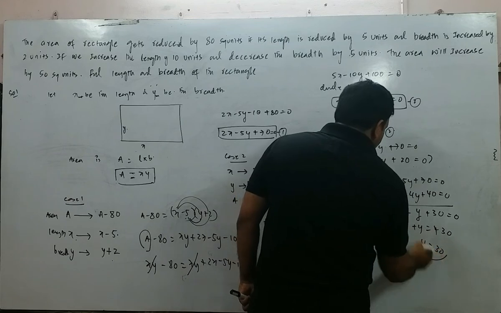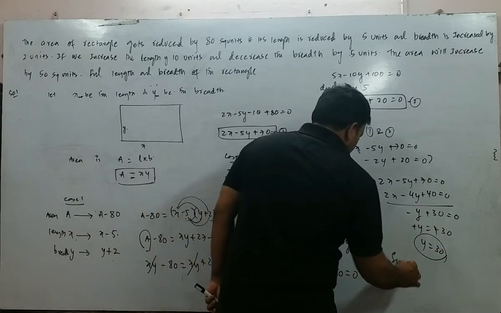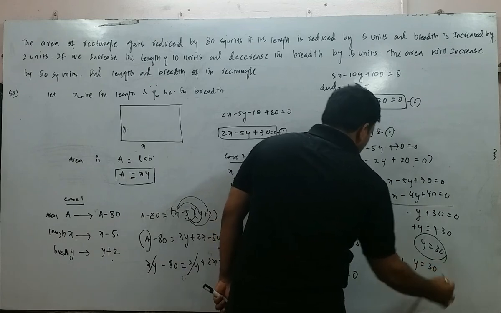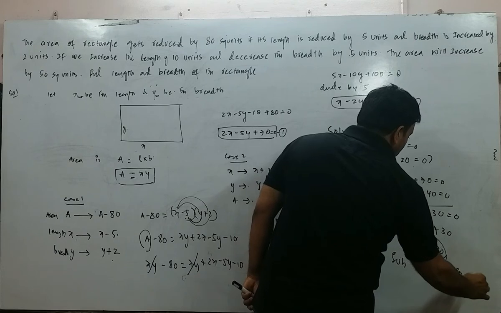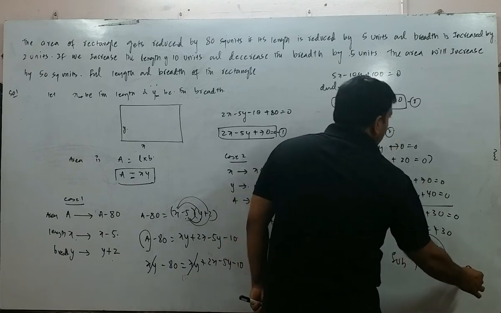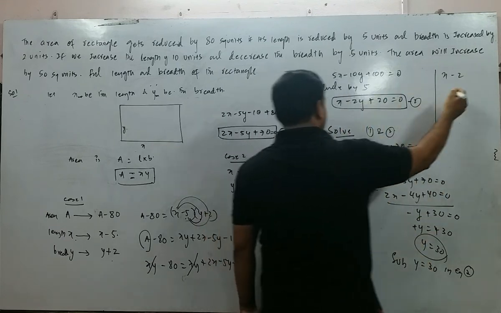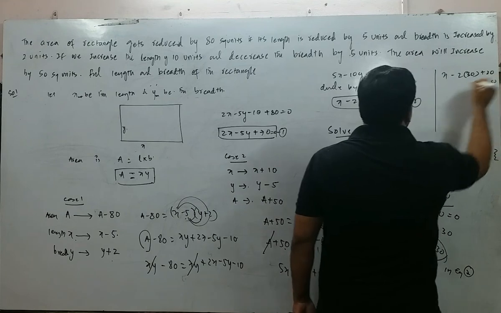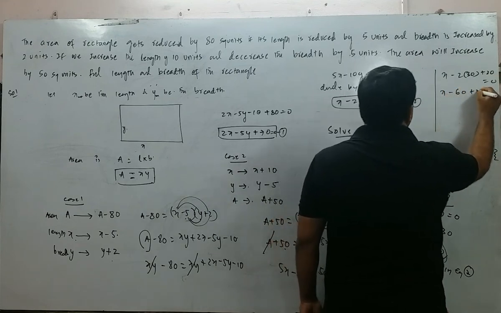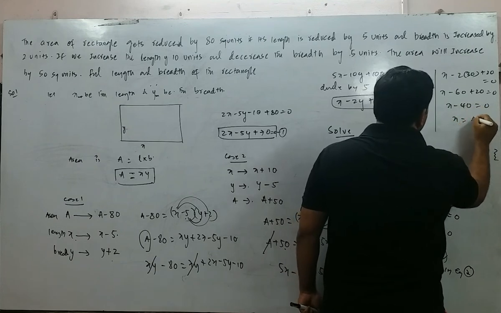Now once you know y is equal to 30, you have to get the value of x. How will you get x? Substitute y is equal to 30 in any of the equations. I will substitute in equation 2. So when I substitute in equation 2, x minus 2 into what is the y value? 30 plus 20 is equal to 0. x minus 60 plus 20 is equal to 0. x minus 40 is equal to 0. So what is x? x is equal to 40.